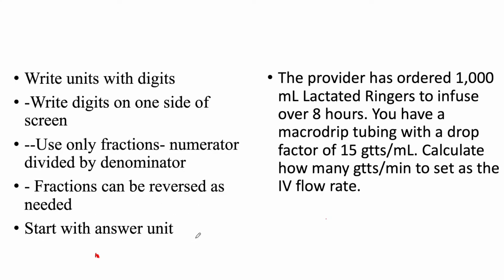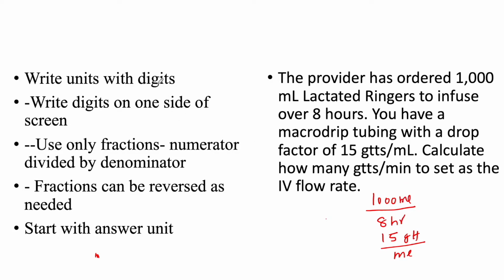Start with answer unit. Let's read this question. The provider has ordered 1000 ml of IV fluid to infuse over 8 hours. You have a microdrip tubing with a drop factor of 15 GTT per ml. Calculate how many GTT per minute to set as the IV flow. The first digit is 1000 ml in 8 hours. The second digit is 15 GTT per ml. These are called fractions. The fractions have a numerator divided by a denominator.